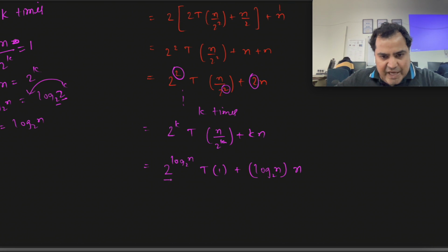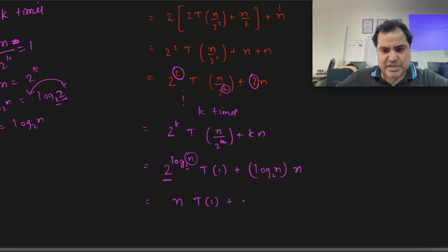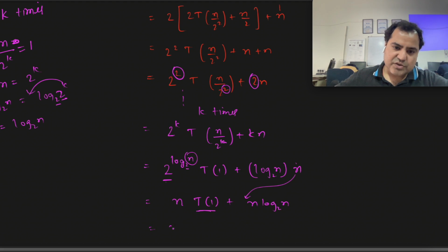So if we are taking n to the power of log and the base is the same, we can directly write n. This is a property of log only. So n times T of 1 plus this n, I am writing it here, n log to the base 2 of n, right? So T of 1 is 1, so it is n plus n log n.